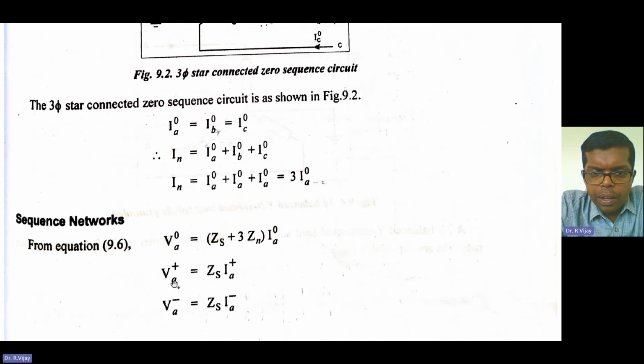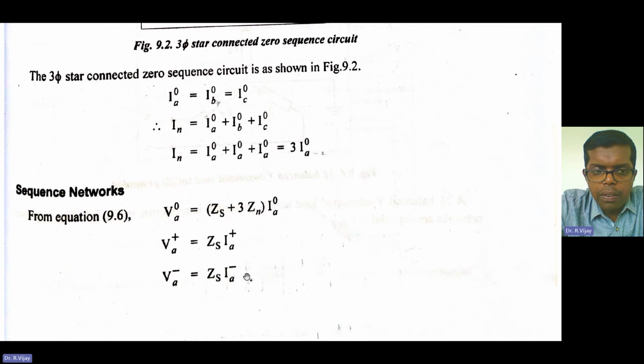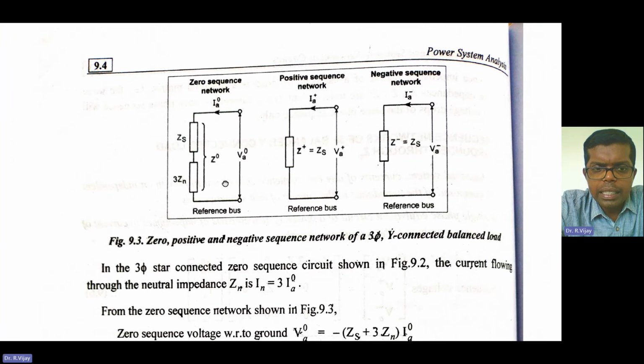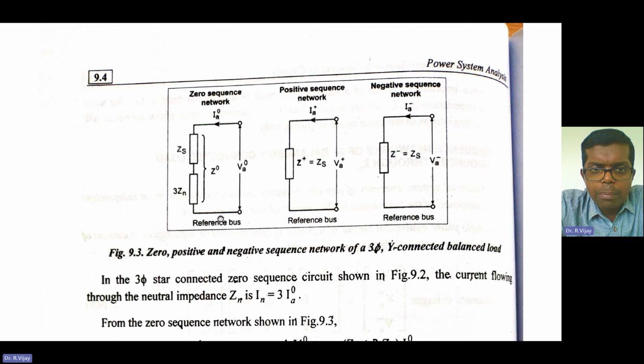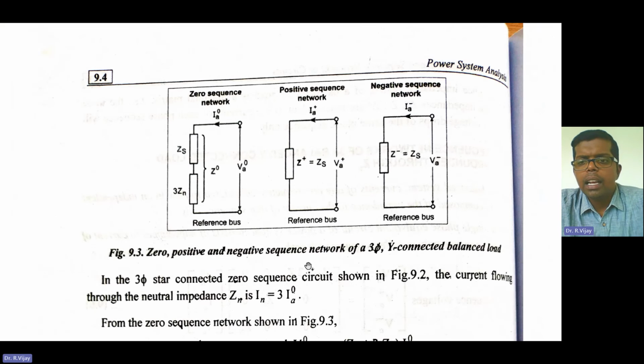Next, V_A positive is equal to Z_S into I_A positive. V_A negative is equal to Z_S into I_A negative. That is what they formulated here. This is the zero, positive, and negative sequence network of a three-phase star connected balanced load. From the previous equation, we just draw the zero, positive, and negative sequence networks. This is the zero sequence network.